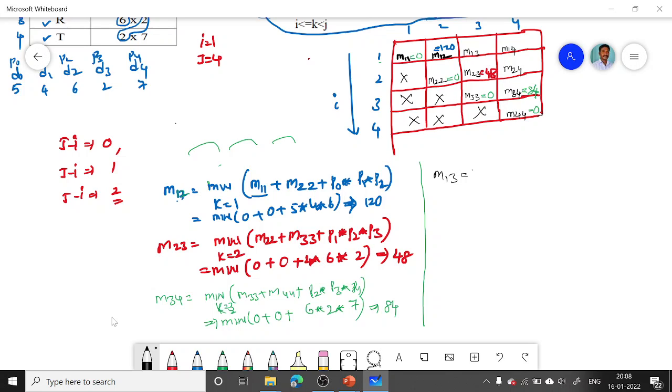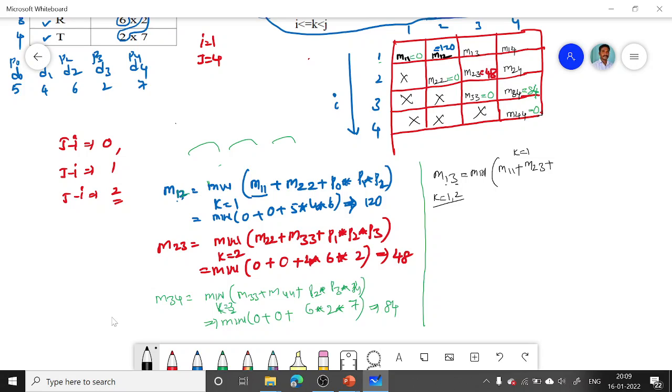So M13, so the minimum of, here observe, K value is, according to our principle, equal to I or more than I, but must be less than J. So here I is 1 and J is 3. Nothing but the K possibilities are either 1 or 2. So if K equal to 1, our equation becomes M of Ik, nothing but 1 1 plus M of K plus 1, nothing but 2, J, nothing but 3 plus, here our K is 1, my dear. I am talking this K is 1.